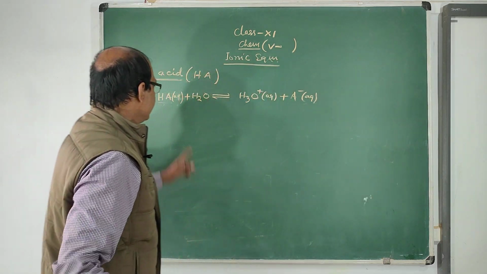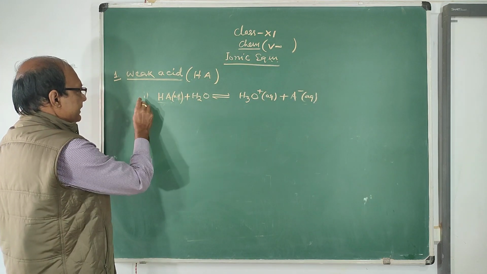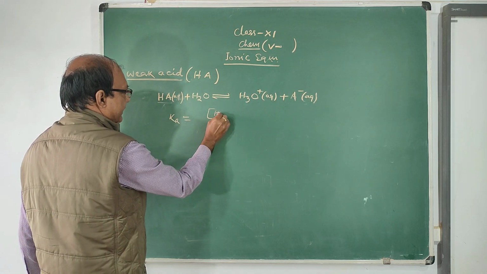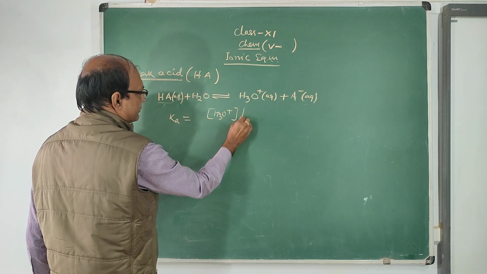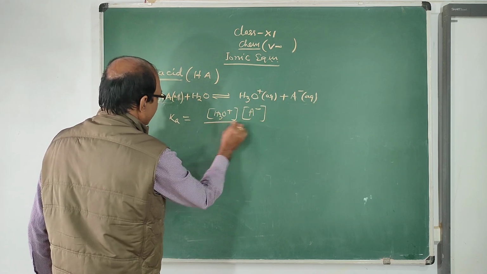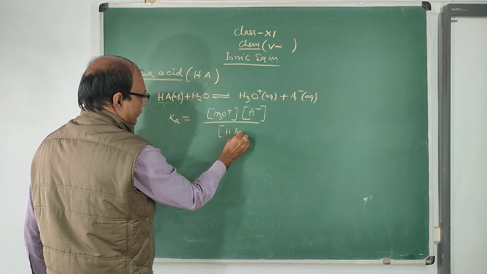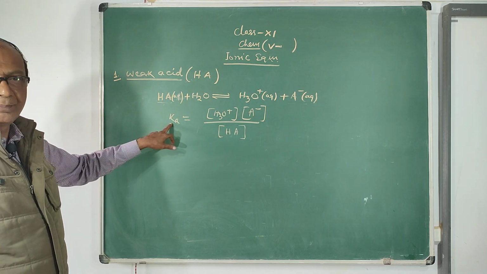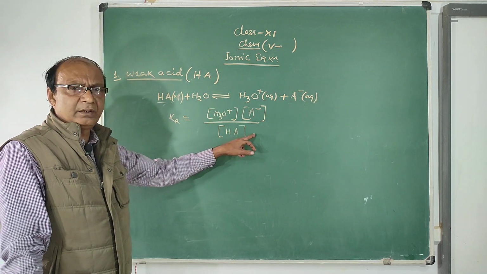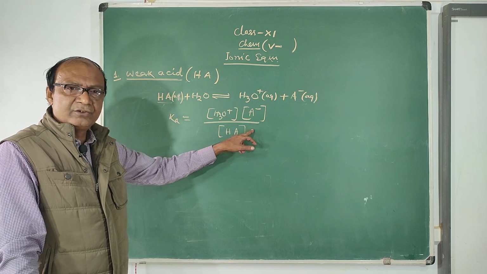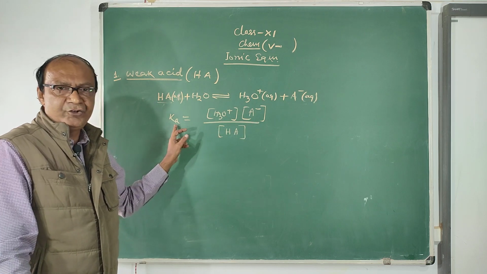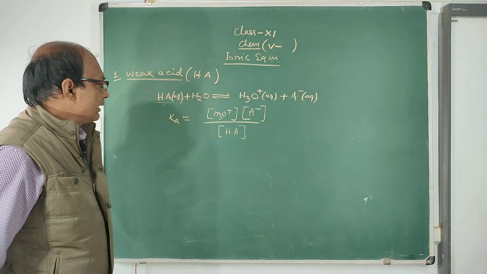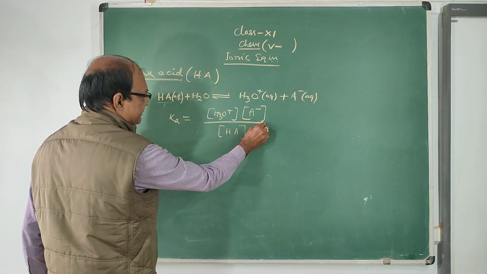Expression of Ka for this one, this is a weak acid. So Ka equals the concentration of H3O plus multiplied by the concentration of A minus, divided by the concentration of HA. Water has been taken as constant, so we are directly writing the expression of K. Don't write the concentration of water, because that one is constant, that one has been combined with the equilibrium constant K, and then it is written as Ka. Now this one is the expression.